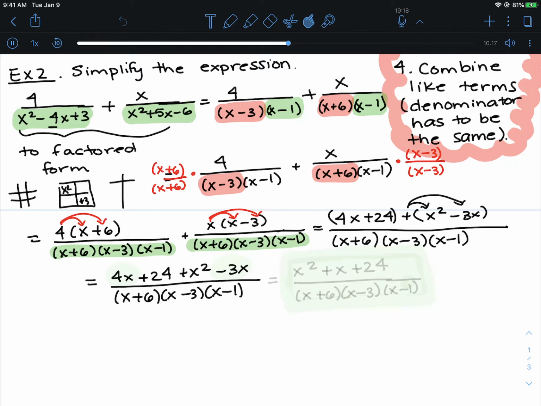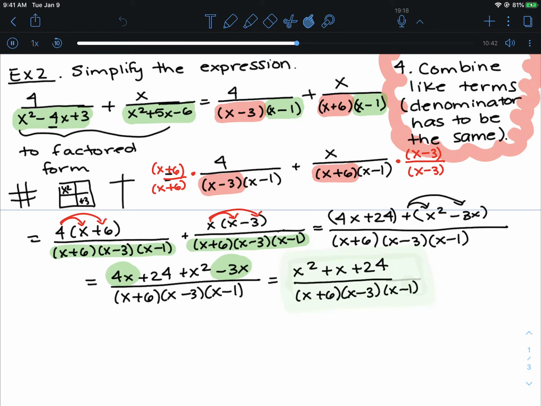Combine like terms in the numerator. Well, what can I combine? I can combine the 4x minus 3x. 4 minus 3 is going to be 1. So my final answer here is going to be x squared plus x plus 24 divided by x plus 6, x minus 3 times x minus 1.